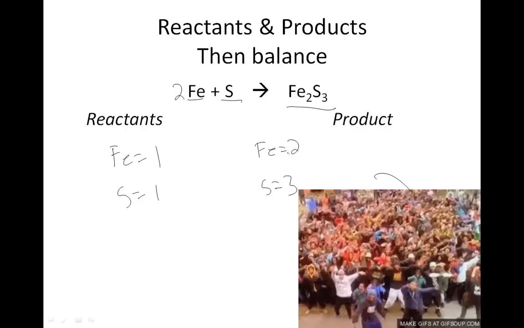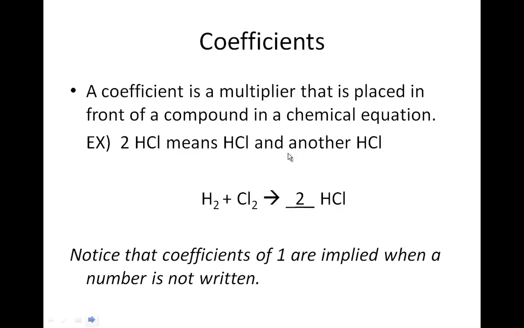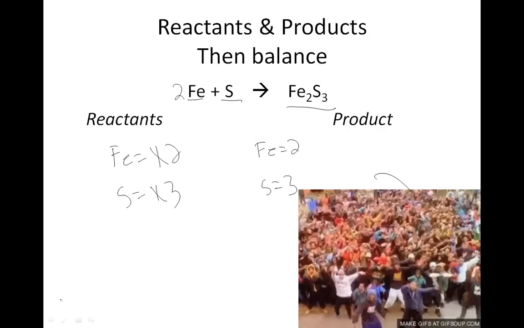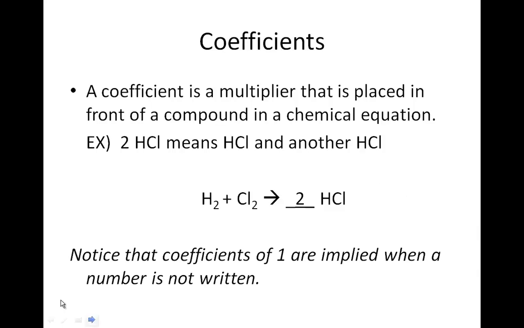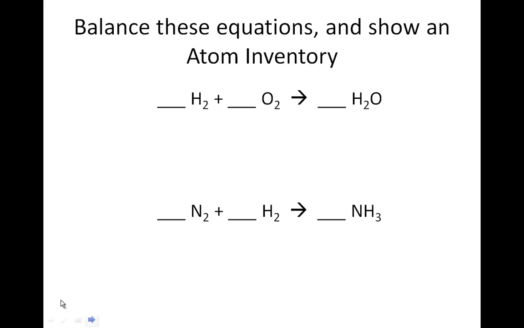so you want to have 2 here. I put a 2 here. The 2 only affects the first one up to the plus. And I want 3 sulfurs, so I put a 3 right there. Coefficients, those numbers right in front of them, these are coefficients. Except for I forgot to put my 3 here. Coefficient is a multiplier that is placed in front of a compound in a chemical reaction. So 2 HCls means you have an HCl and another HCl. And if you don't have a coefficient, that means you have 1, not 0.